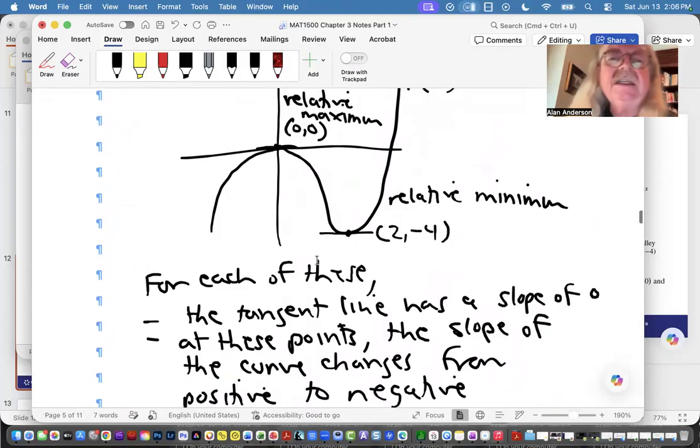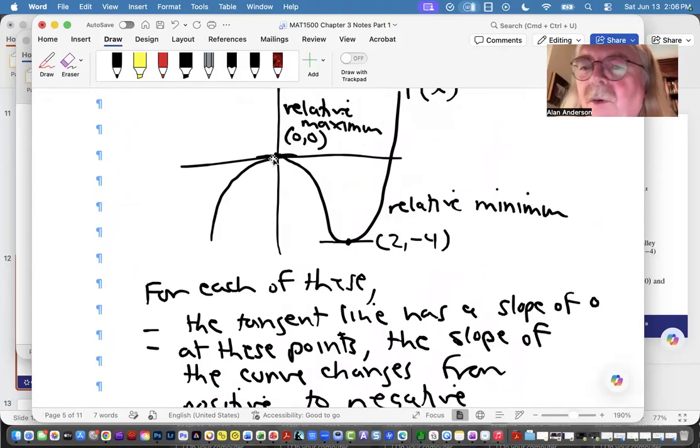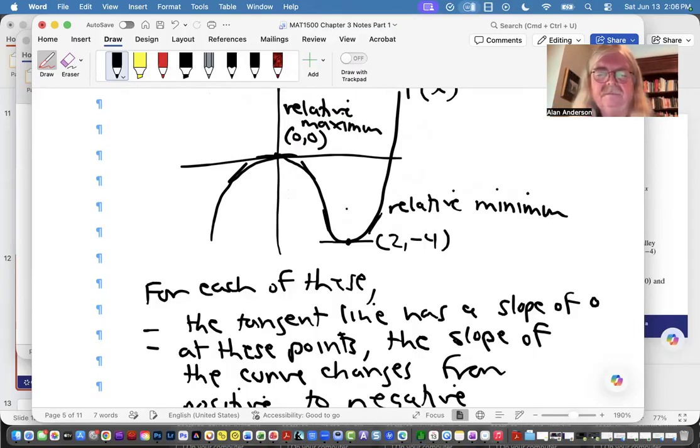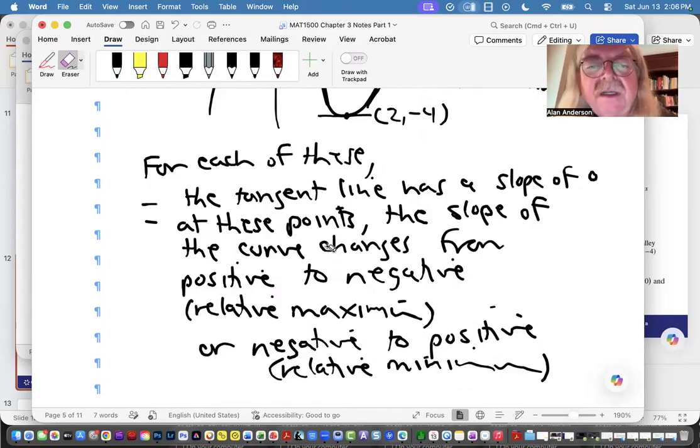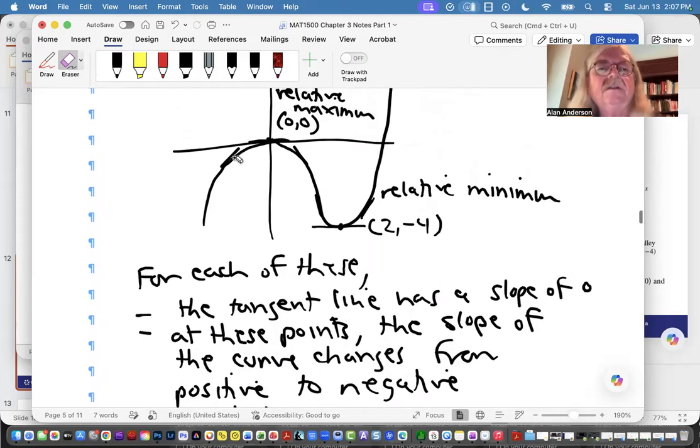Anyway, so again, you can see just by looking at it, like the hills and the valleys, of course, that the tangent line to the curve at that point is flat or has a zero slope, and the sign of the slope of the curve changes from positive to negative or negative to positive. Okay, good. So in other words, let's just fill these in.